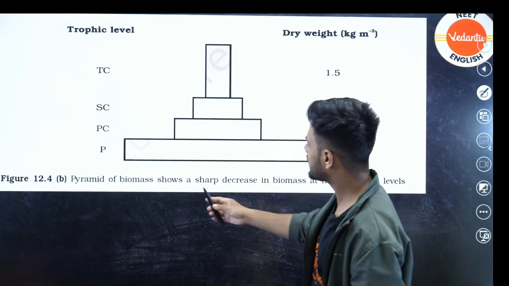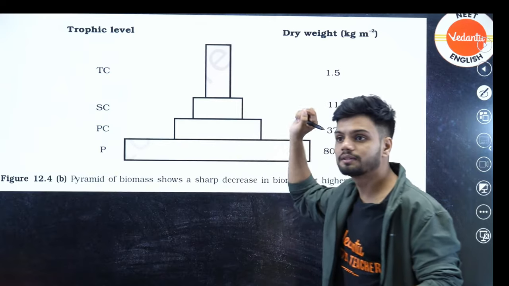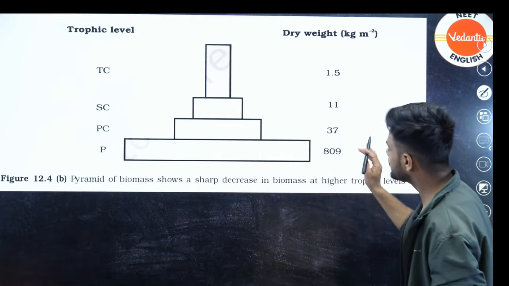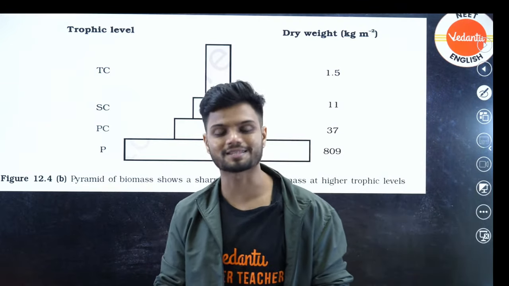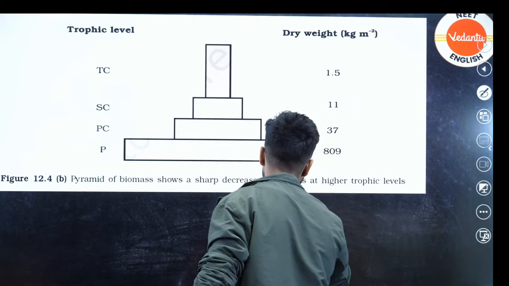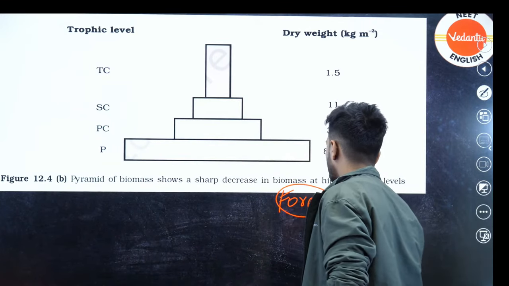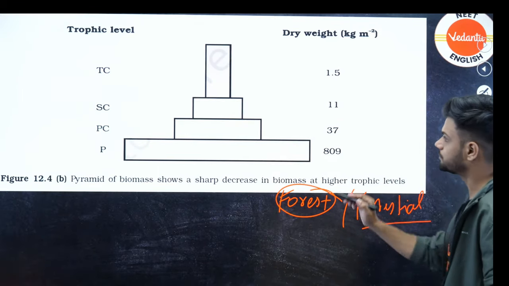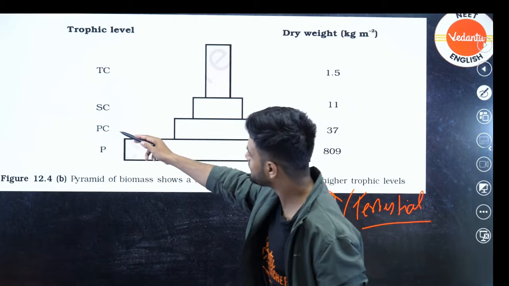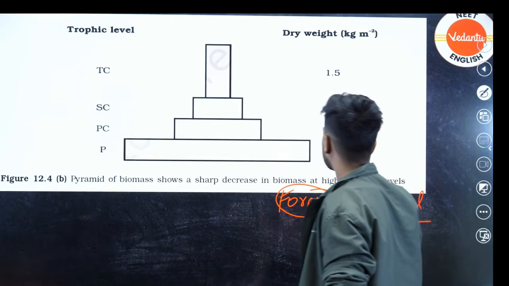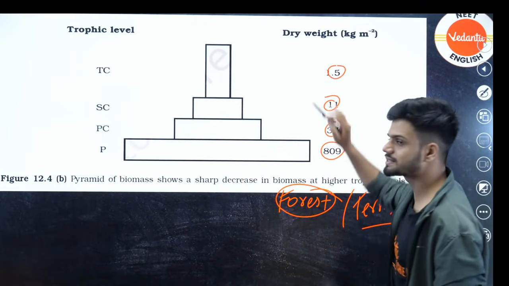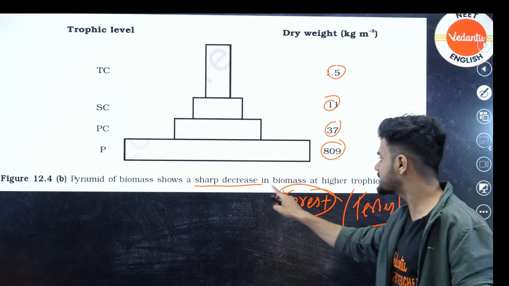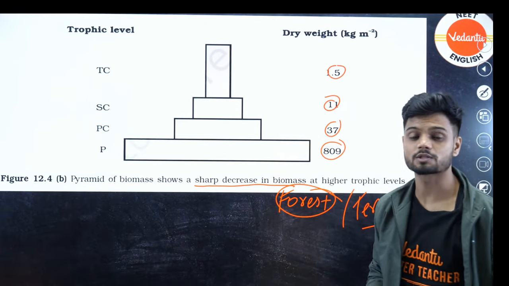Now, then we have the pyramid of biomass. This is a pyramid of biomass in the case of forest, or terrestrial. Can you see? Producers, primary consumer, secondary consumer, tertiary consumer. Biomass is given here. The pyramid of biomass shows a sharp decrease in biomass. Can you see? A sharp decrease in biomass.